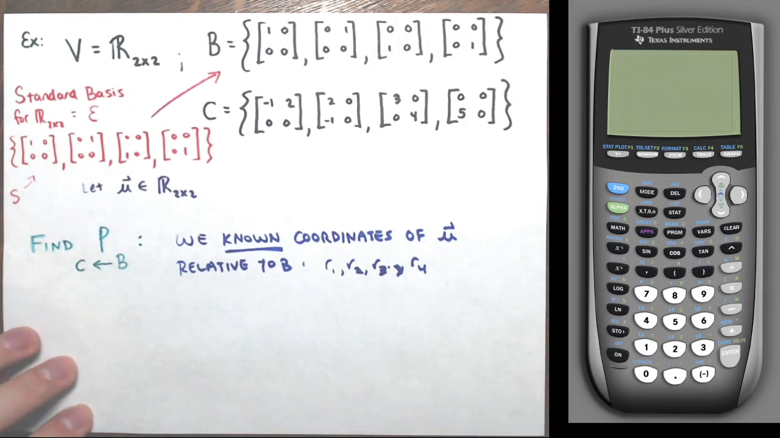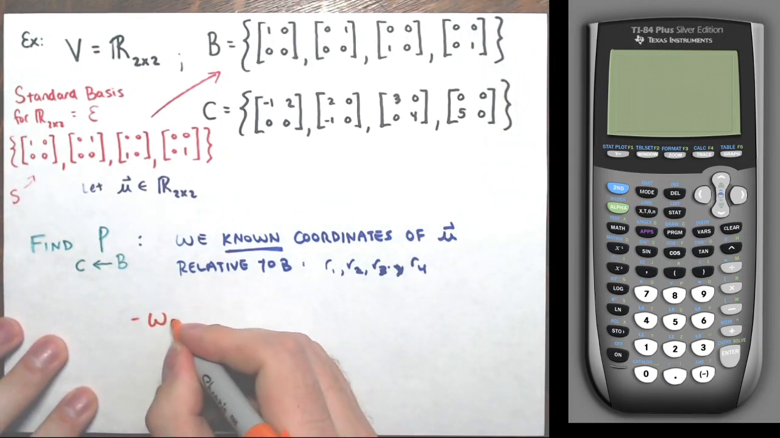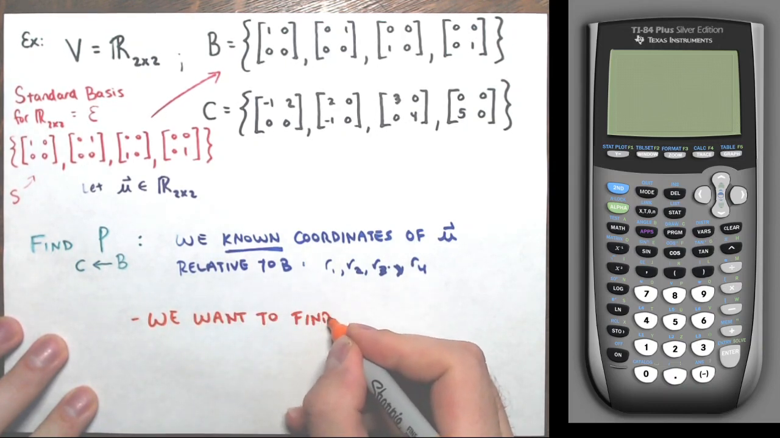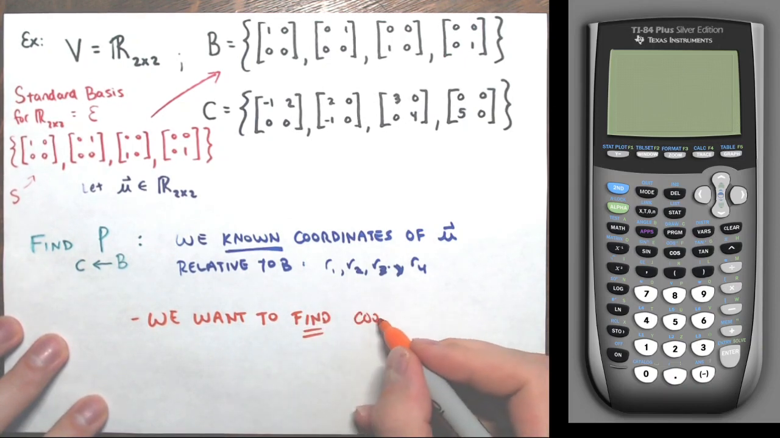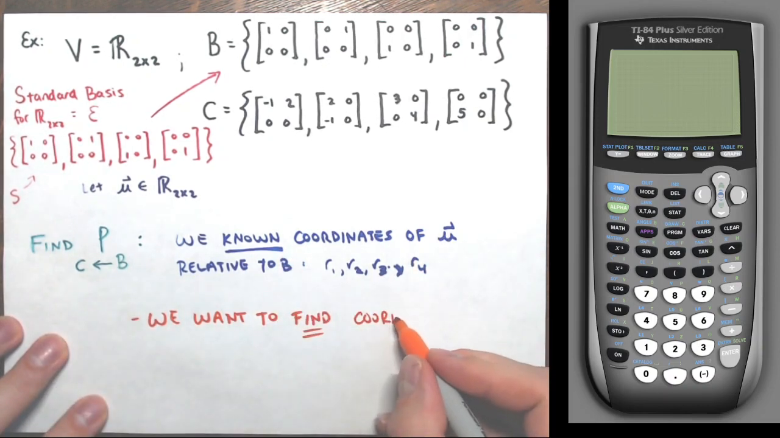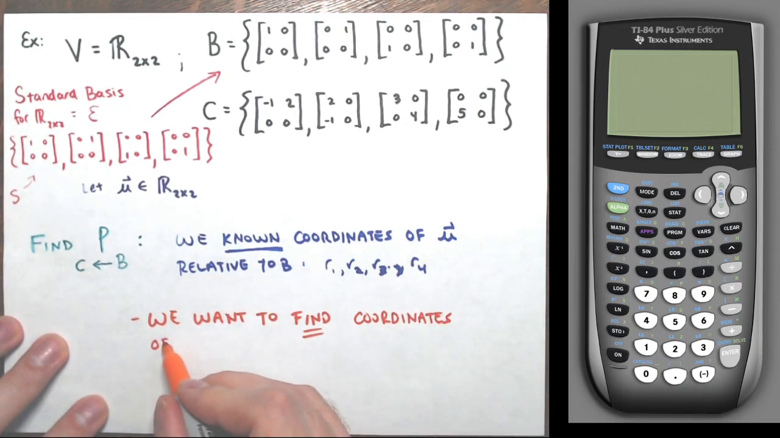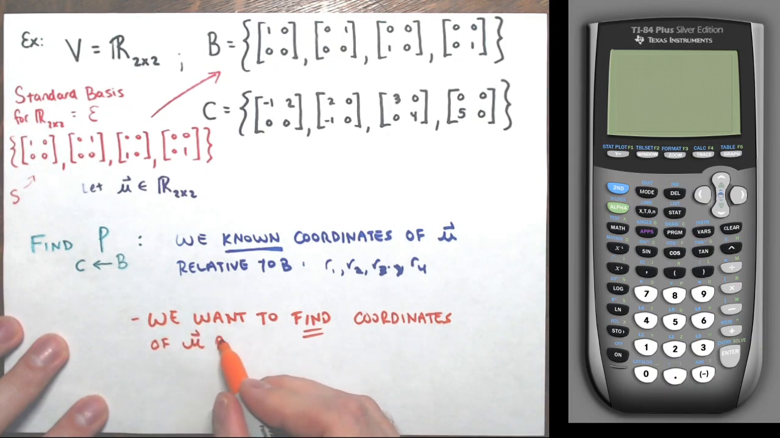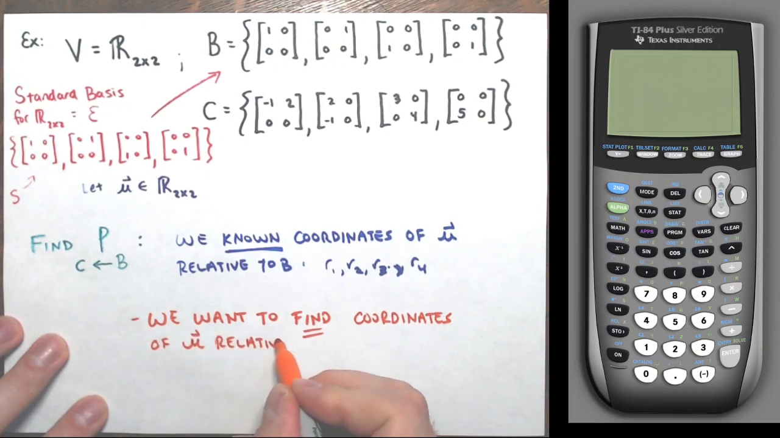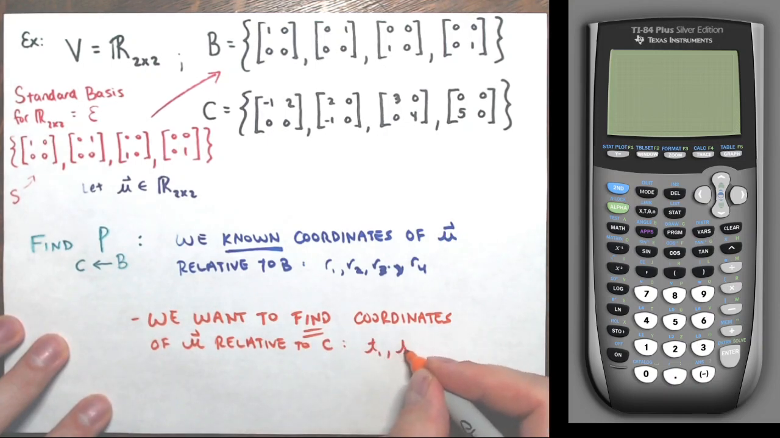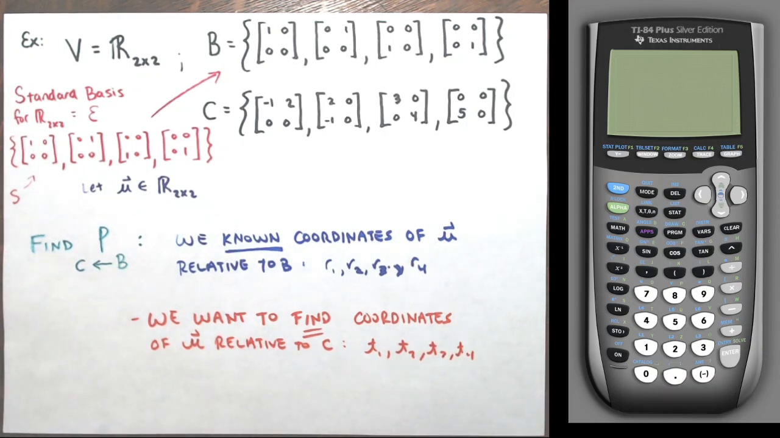And we wish to find, all right, these will be unknown, the coordinates of U with respect to basis C, or relative to C. And let's call those T1 through T4: T1, T2, T3, T4. All right, so remember what that means.